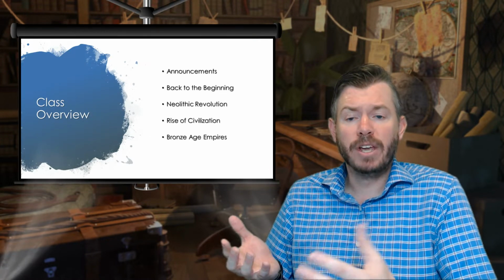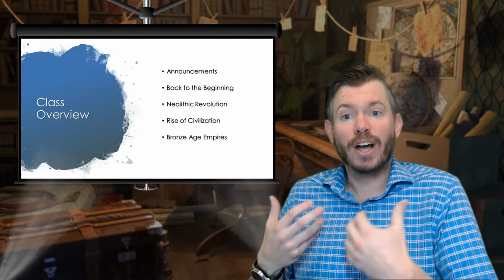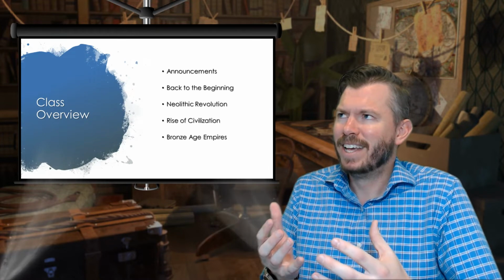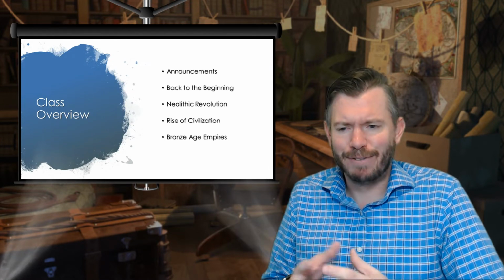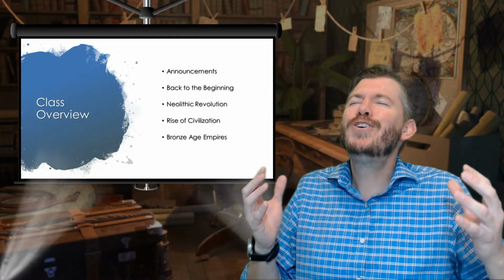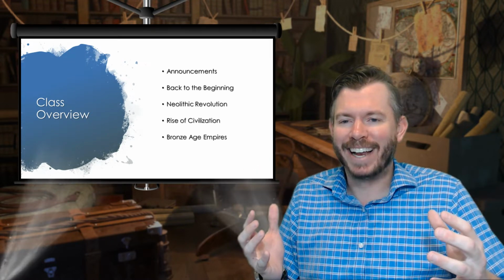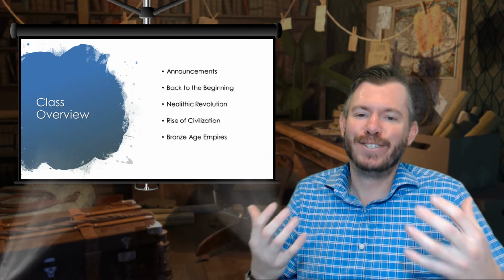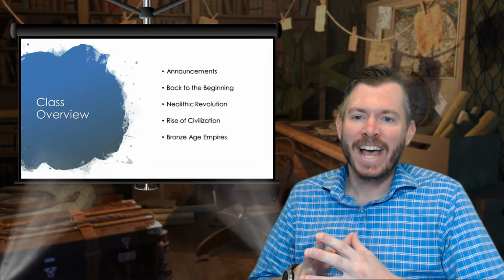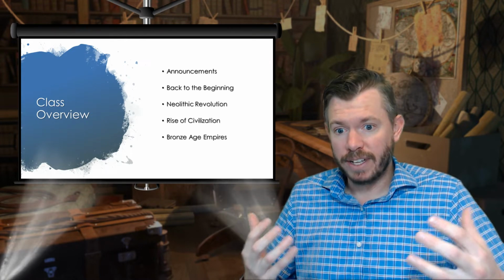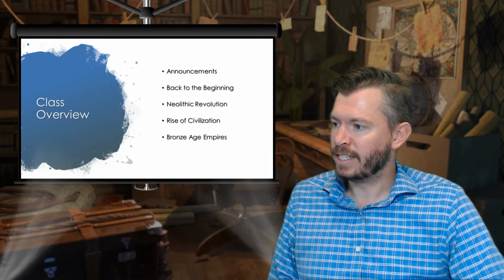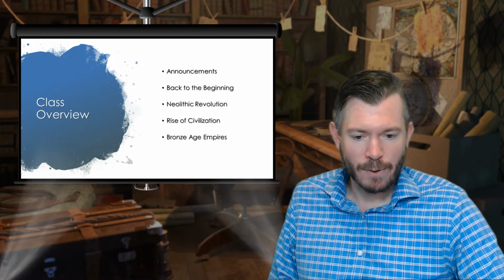Then we're going to move into something called the Neolithic Revolution. We'll talk a little bit about why it's such a revolution. The things that constitute the Neolithic Revolution aren't particularly exciting, but they have a huge, monumental impact that still influences development today. And we'll talk a little bit about that. And then we'll get into what we call civilization with the Bronze Age empires of the ancient Near East. So that is the plan for today.